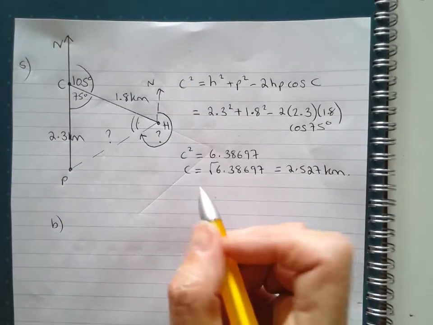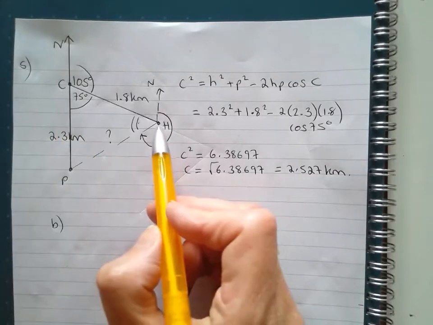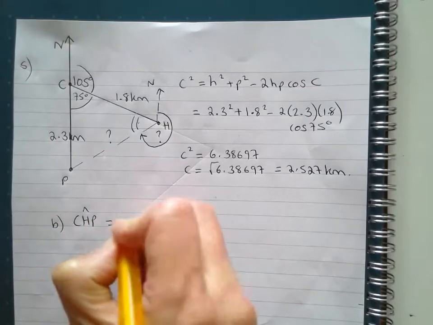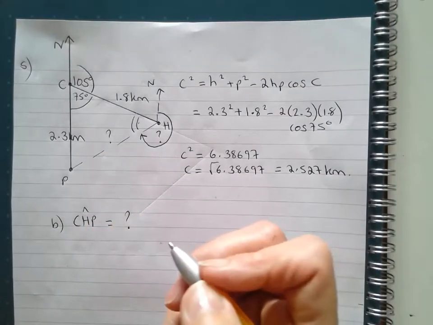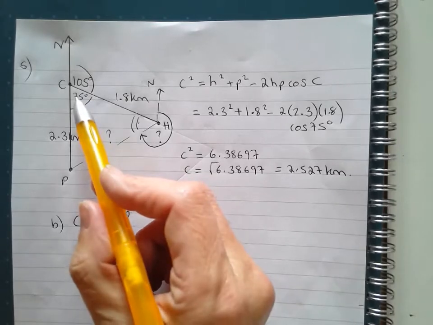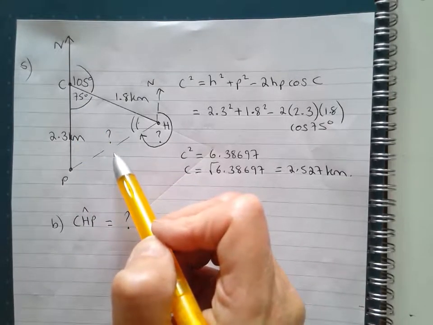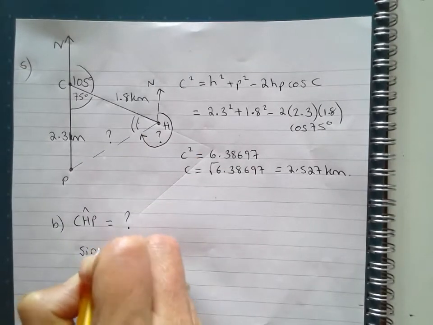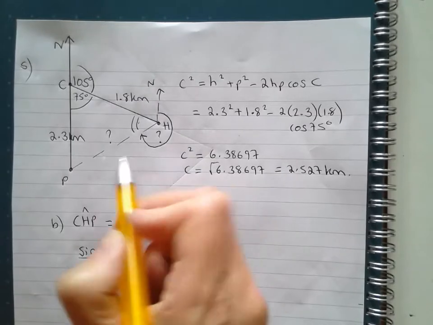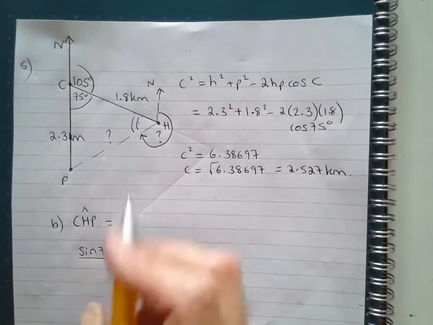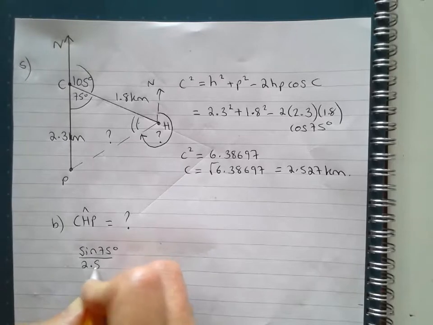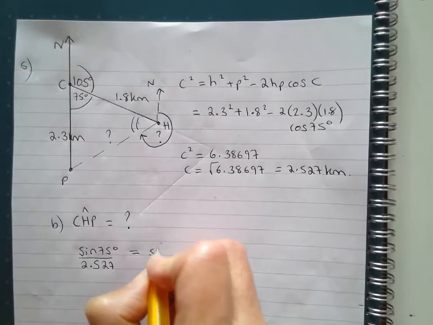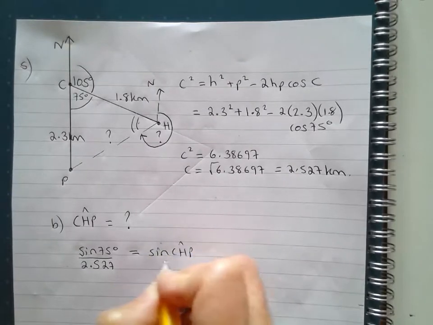So that angle I'm going to call CHP. And that's what I'm trying to get. So I'm going to use the sine rule because I've got one angle, and I now know that side, and I've got another angle that I'm trying to find, and I know the opposite side. So I've got the sine of 75 degrees over the opposite side, which I've just worked out, so that was 2.527, equals the sine of the unknown angle I'm trying to find, CHP, divided by 2.3.